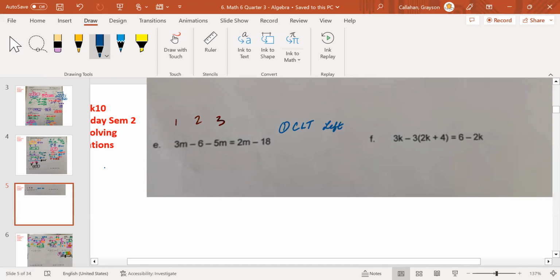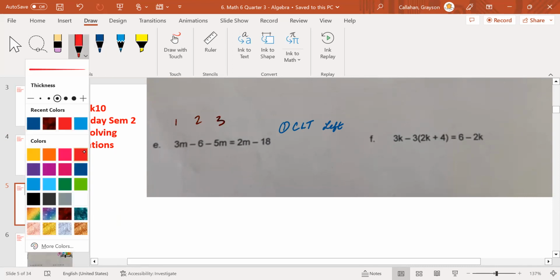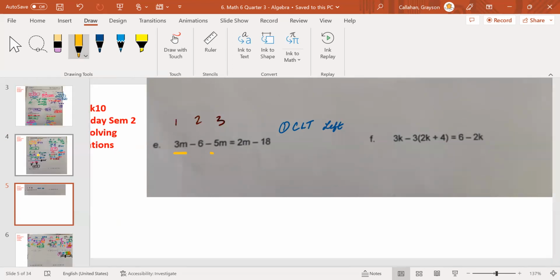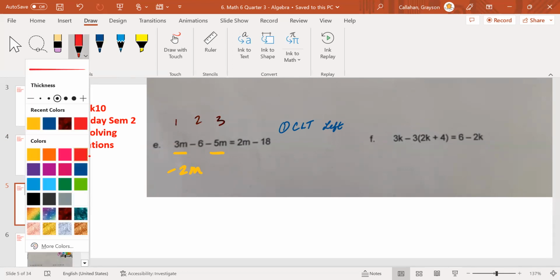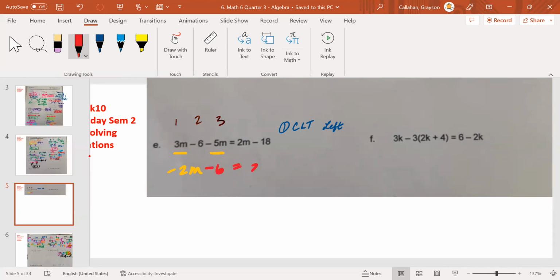So what are you gonna combine? Do any of them repeat either with M's or with numbers? Those, right? What does that give you? No, 3 minus 5 is? Yeah, bring everything else down. Minus 6 equals 2m minus 18. What's your second step?